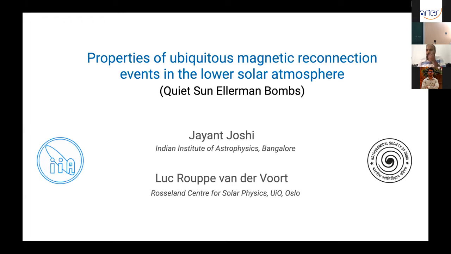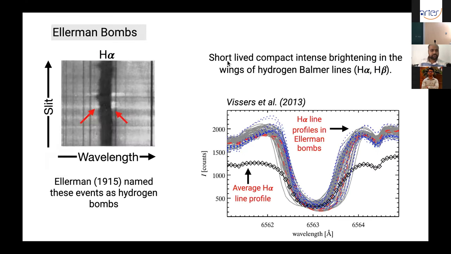Thank you very much for giving me the opportunity to present my work. I'm going to talk about small-scale reconnection events in the solar lower atmosphere, and these events are known as Ellerman bombs. I will give a small introduction of what kind of events these are. Almost 100 years back, Ellerman observed the H-alpha spectra and found a very intense brightening in the H-alpha wing, for example, as you can see here by the red arrow. He called these hydrogen bombs.